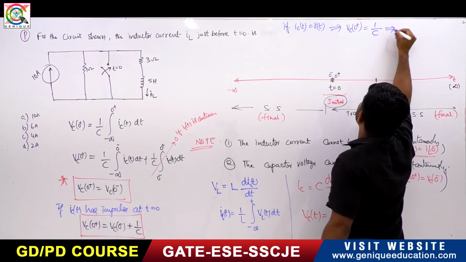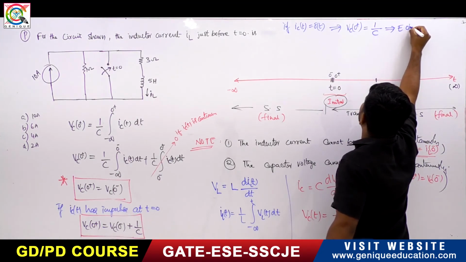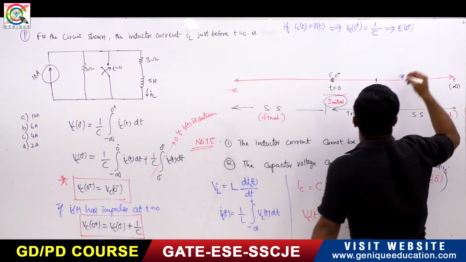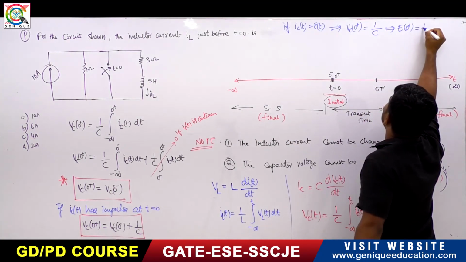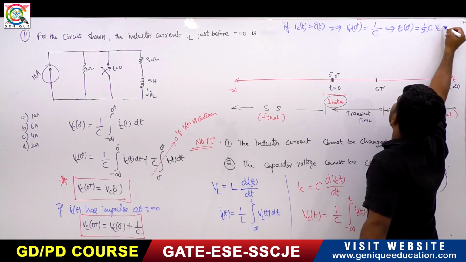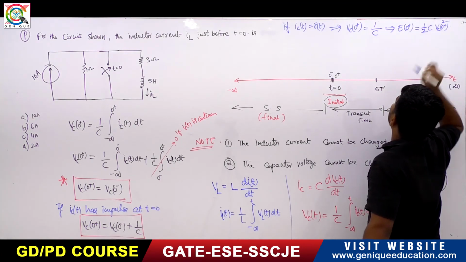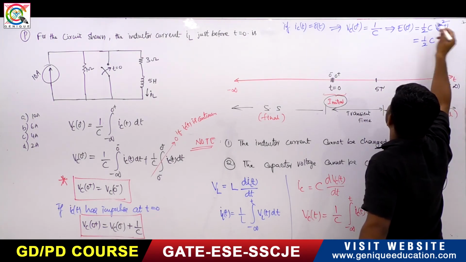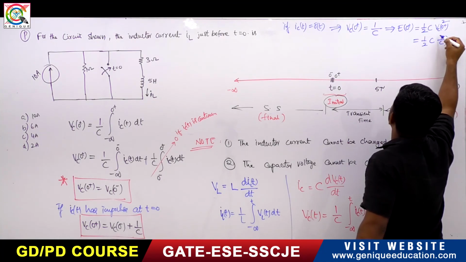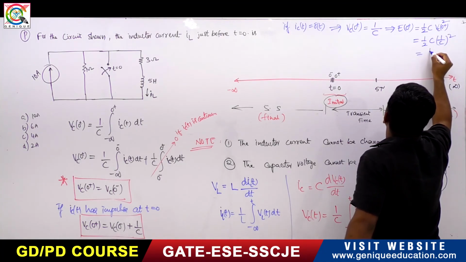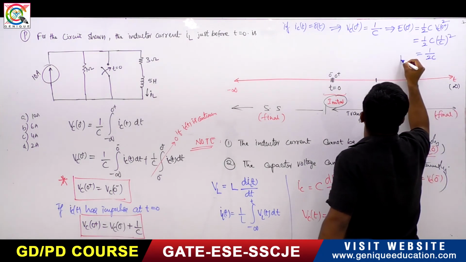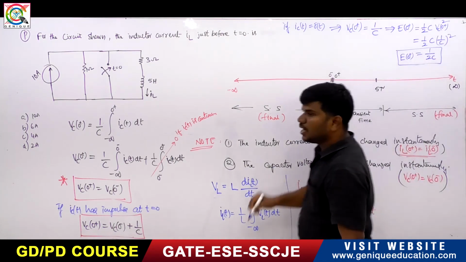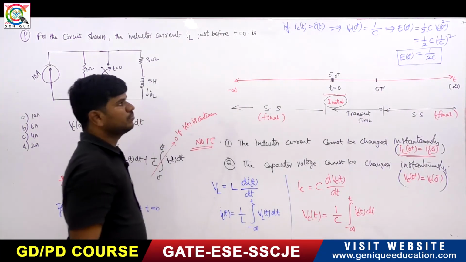From this, what is the energy stored in the capacitor at t equals 0 plus, just immediately after the switching? Half C Vc of 0 plus square. What is Vc of 0 plus? Vc of 0 plus is 1 by c. So this will be 1 by 2c. This is the energy stored in the capacitor at t equals 0 plus.